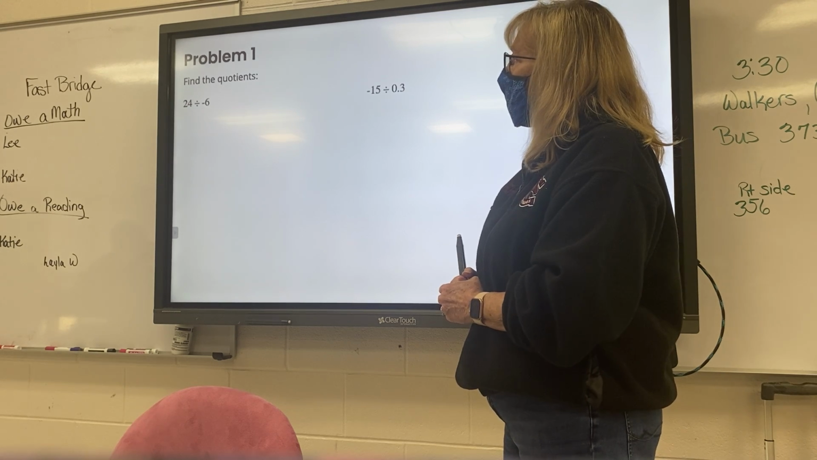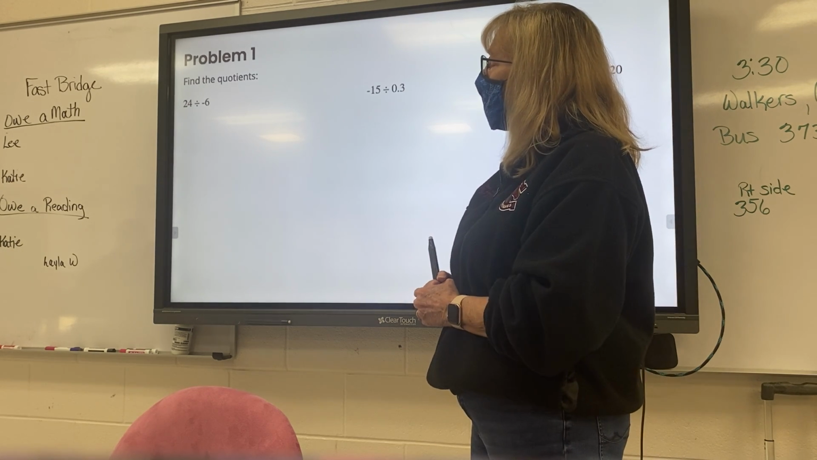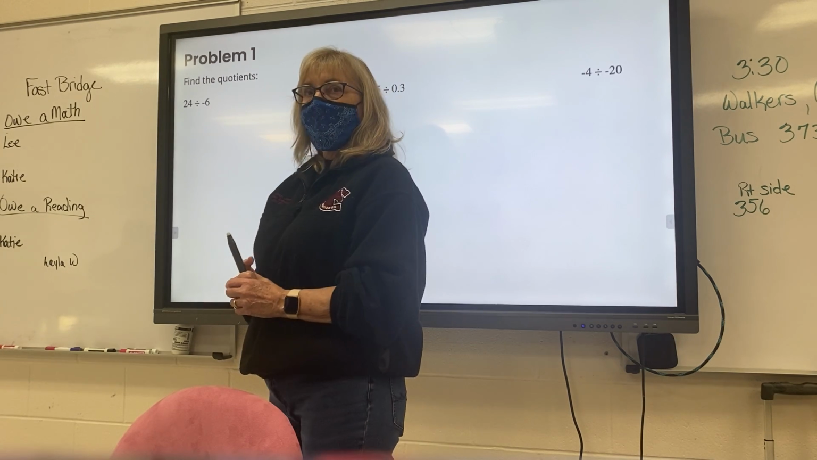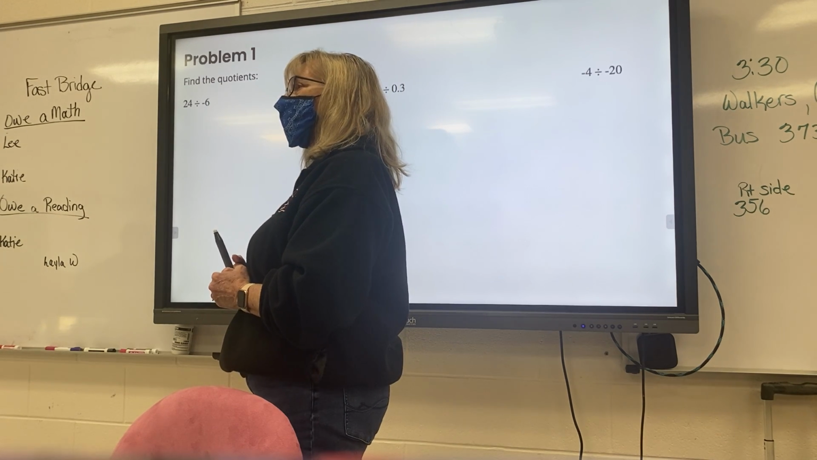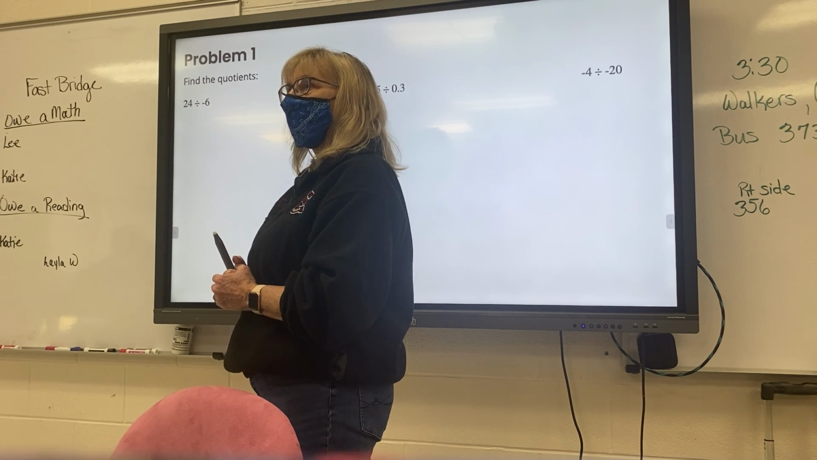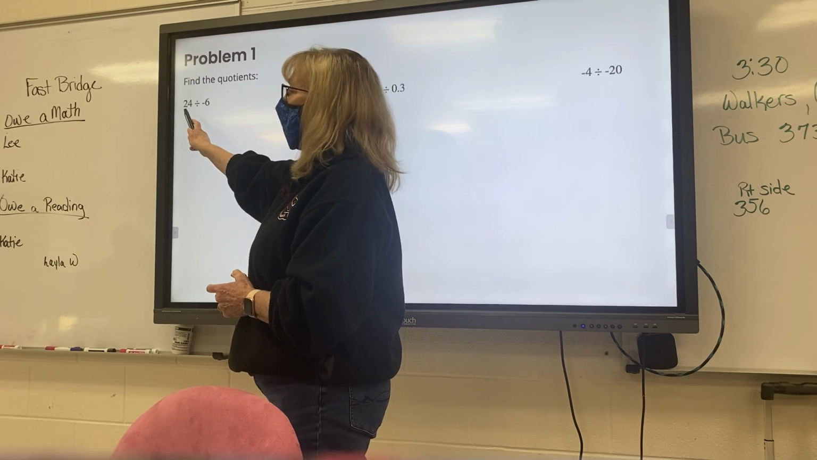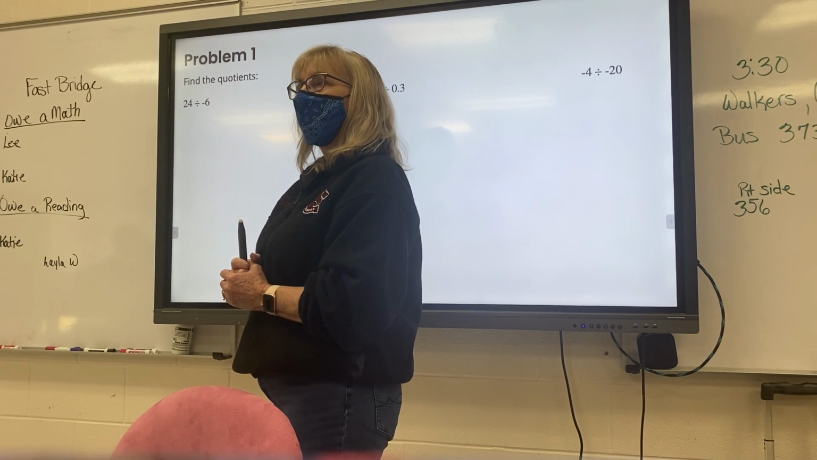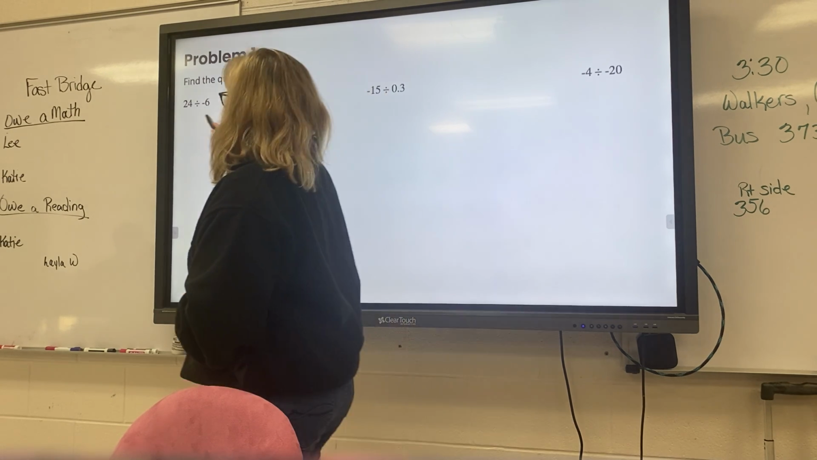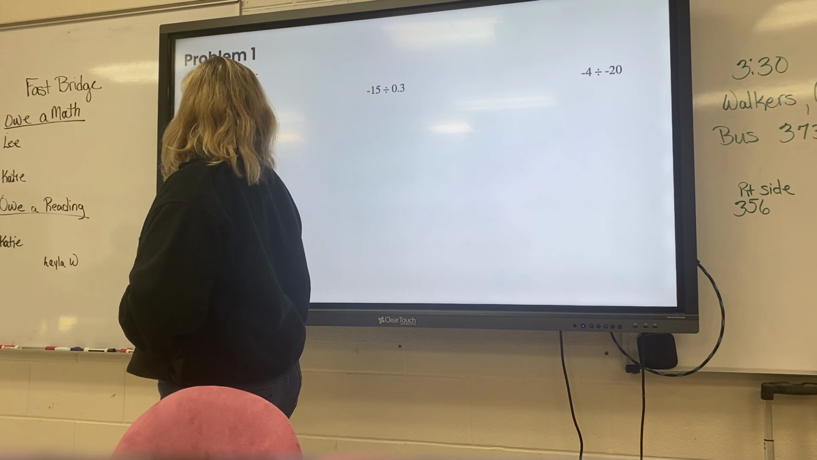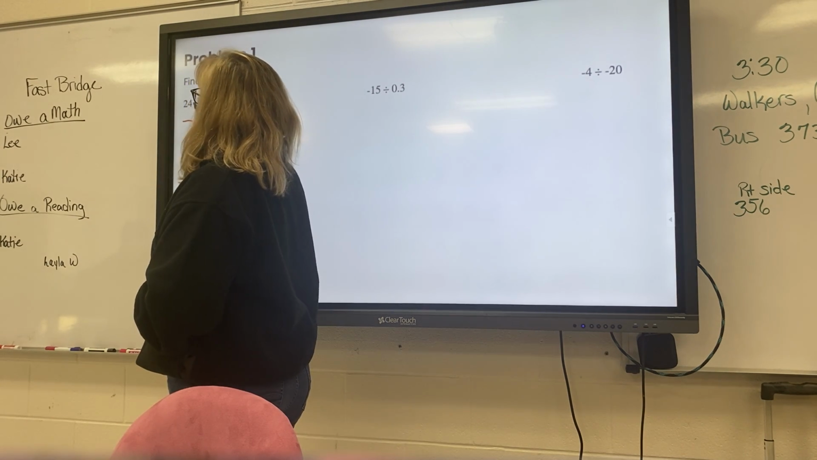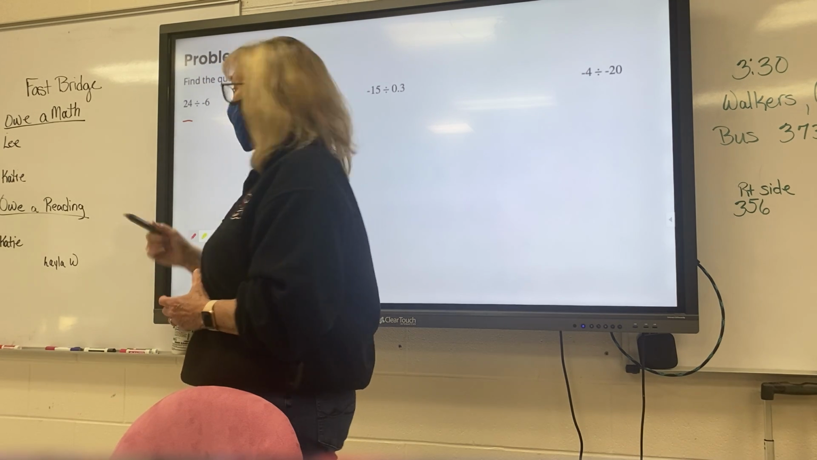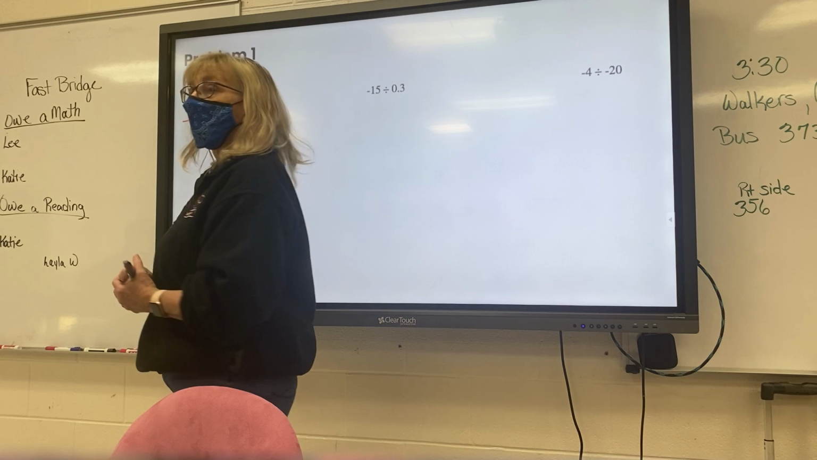I'm okay with that. Find the quotients. 24 divided by negative 6. All right, the first thing we're going to do is decide: is it positive or negative? So this is a positive divided by a negative. Is my answer going to be positive or negative? Negative. Okay, now what is 24 divided by 6? 4. So my answer is? Negative 4.